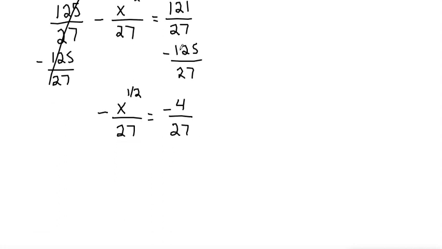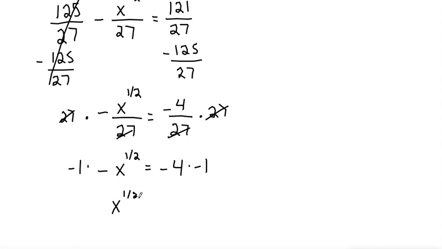From here, we can get rid of our fraction by multiplying both sides by 27. So the 27 on top cancels with the one on bottom. We also have a 27 denominator on this side, so those will cancel as well. And now we have negative x to the power of 1/2 is equal to negative 4. We can multiply both sides by negative 1 to clear the negative. So that makes x to the 1/2 is equal to positive 4.